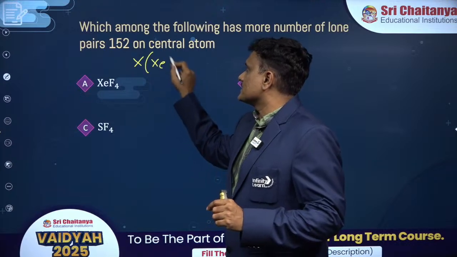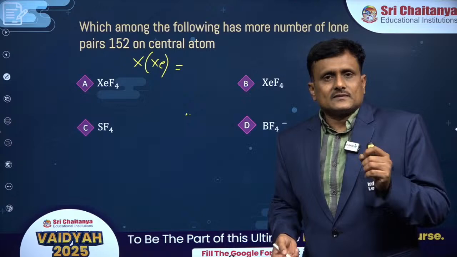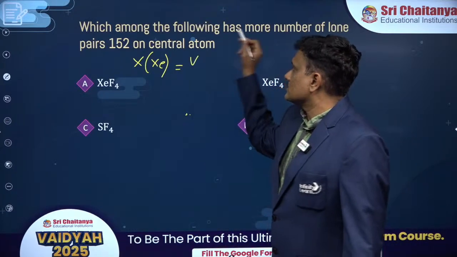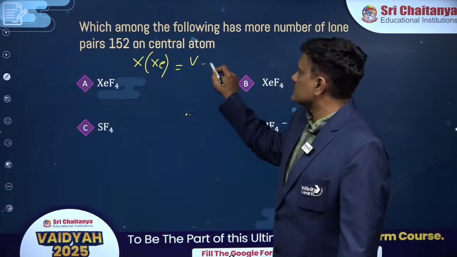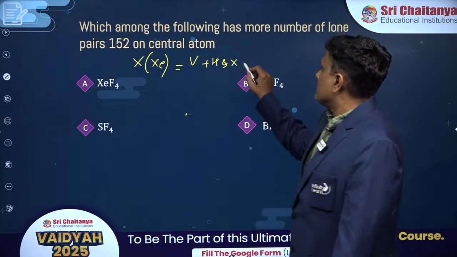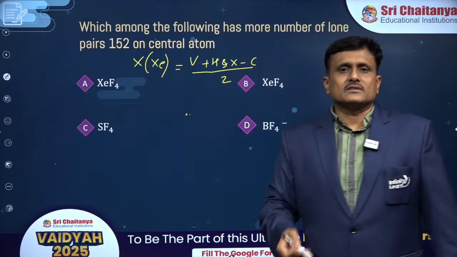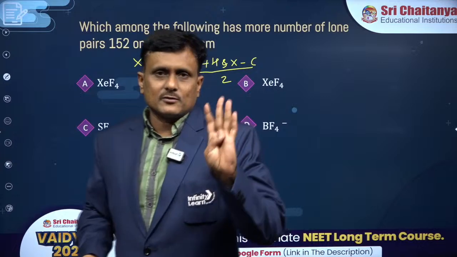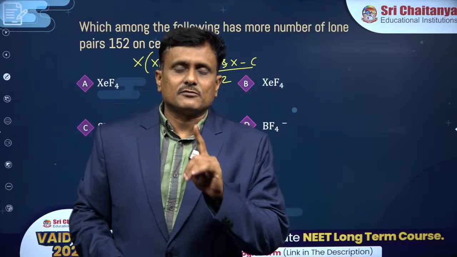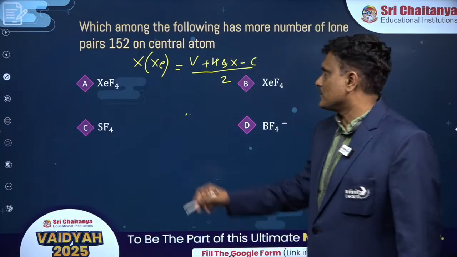Rebecca, you were absent yesterday, so let me give you that formula again. X, you have to find out for the central atom, which is equal to valence electrons plus hydrogens and halogens attached to the central atom minus overall charge, by 2. So follow this formula, which will give you the information about the number of lone pairs, hybridization and geometry. Remember, one formula, 3 benefits. Please watch yesterday's video for this formula.